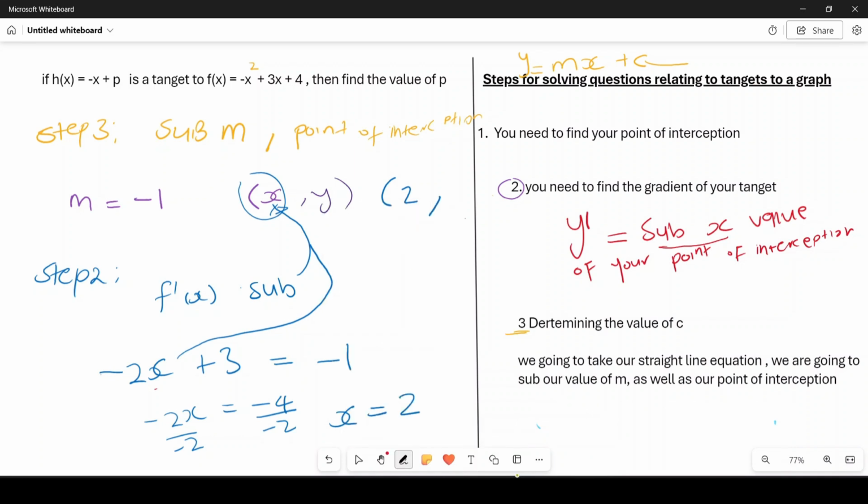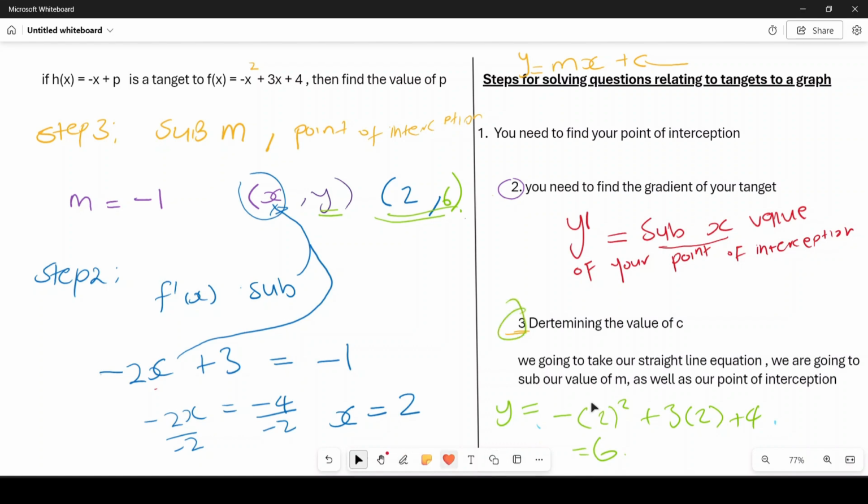Now, what about finding the corresponding y value? We can just take this 2 and substitute it into the original equation, right? y equals -2 squared plus 3 multiplied by 2 plus 4. And punching that into my calculator, my y would be equal to 6. So I know that my point of interception is at (2, 6), and my gradient is equal to -1. Remember, the only thing that I needed is this point of interception to find my value of p, which is using step 3.